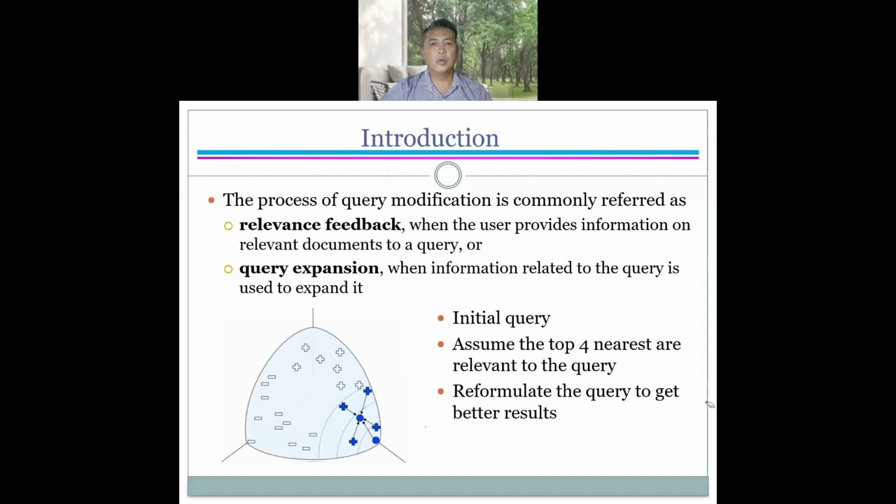So how do you reformulate the query? They may give you a list of suggestions based on history or based on number of hits. They will suggest to you, or you may use your own keyword.